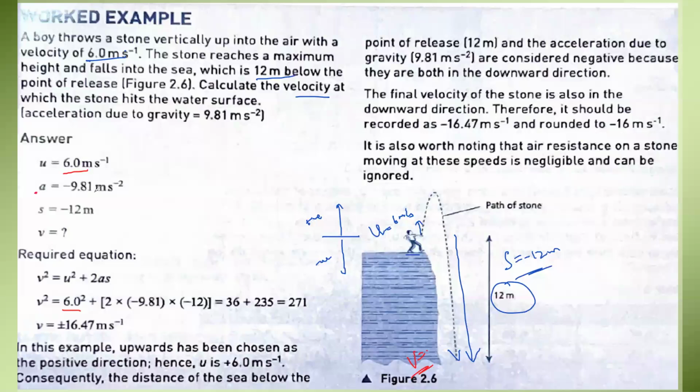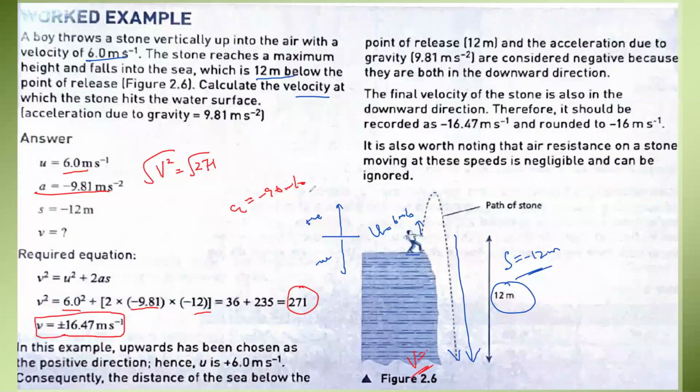Then for the acceleration, as I mentioned, for a complete motion we always take it as negative. So we take negative 9.8, and the displacement we take as negative 12. Negative times negative is positive, and when we simplify, we get 271, which is v squared. Then to find v, we have to take the square root. Root 271 gives 16.47 meters per second.